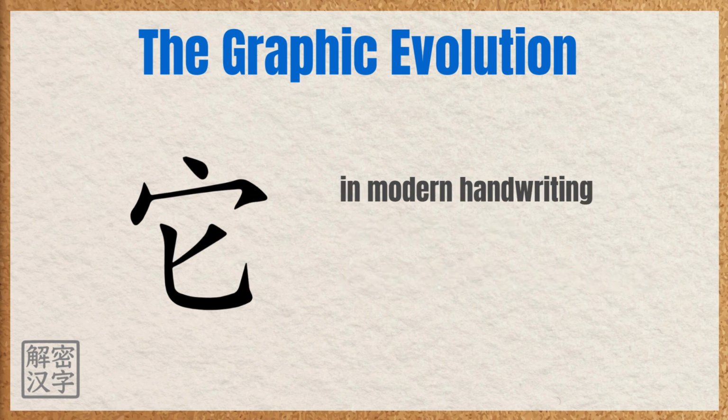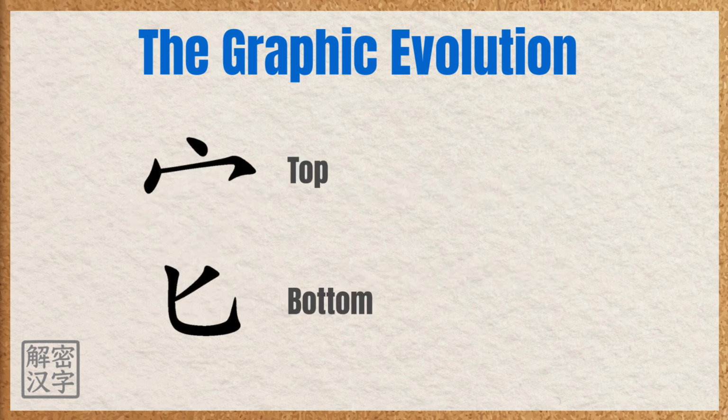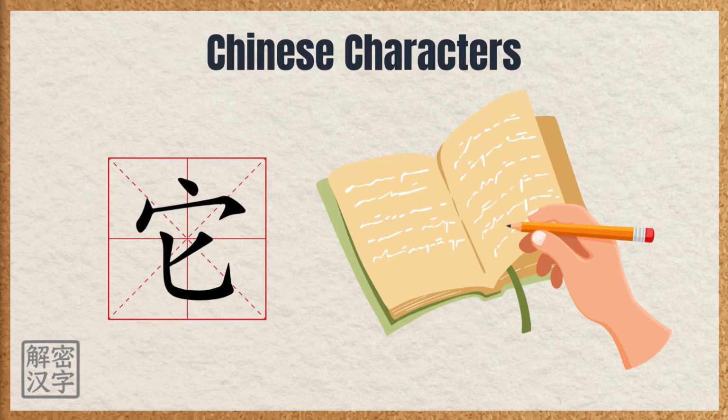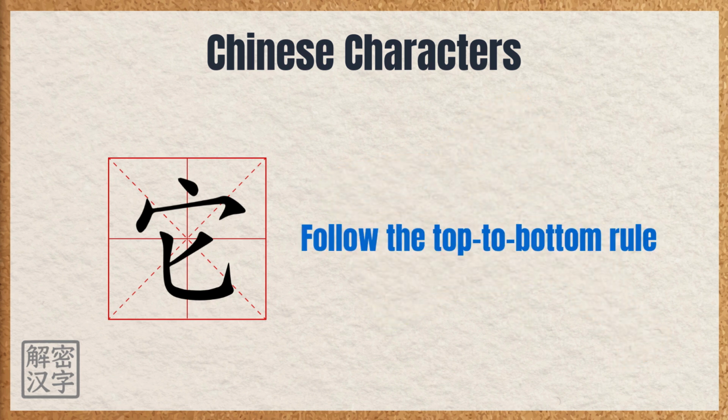But in modern handwriting, it's often understood as having a top-bottom structure because you can still see two parts. The top part looks like a roof called 宝盖头. The bottom part is 笔. In Chinese dictionaries, ta is also classified under the 宝盖头 radical category. Let's practice writing ta. Follow the top to bottom rule.